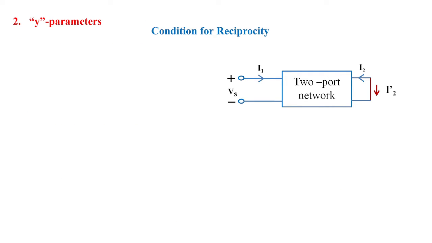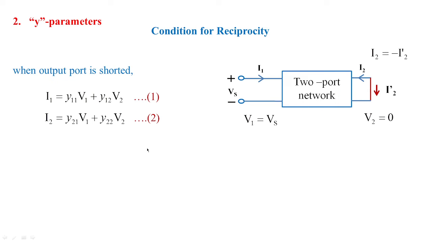Now let us go with the Y parameters. We'll start with the reciprocity condition. Likewise, what we have done for the Z parameters, here also I am taking input source voltage, input current, and I am taking output voltage to be shorted, and I2 is equivalent to minus I2 dash. So these assumptions we are making. Now V1 is equal to Vs, V2 is equal to 0, I2 is equal to minus I2 dash, and I am taking the Y parameters. These are the standard Y parameters given by equations 1 and 2.